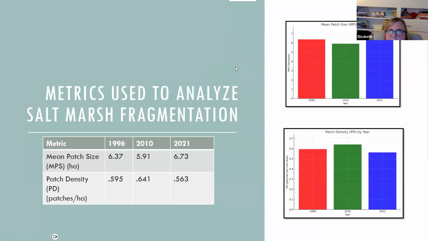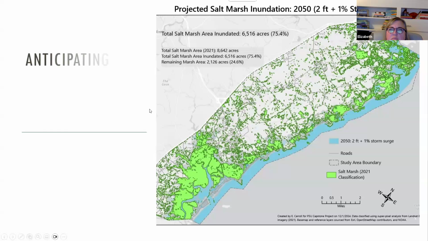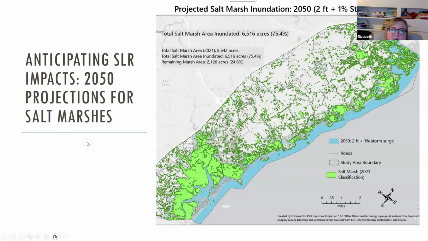So that was my 25-year historical look. Then I wanted to look 25 years in the future. I went on to NOAA's site. They had a sea level rise viewer. I was able to find the New Hampshire coast, isolate it, download it, create my own file, clip it, and then create an inundation layer where I intersected it with the salt marsh area.